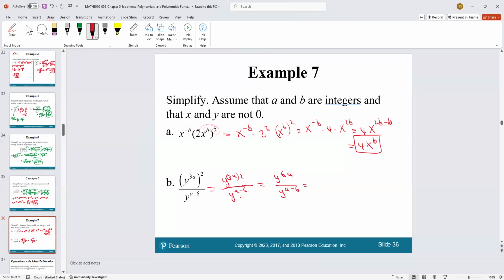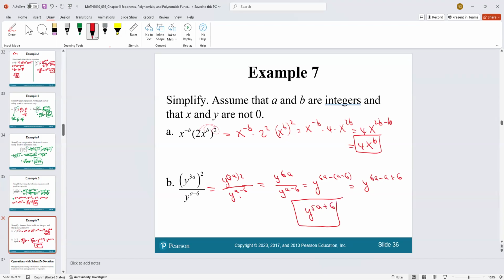Now, what we can do, remember, is use the same base. We have 6a minus a minus 6, so y power 6a minus a plus 6. So 6a minus a is what? Yes, 5a. Y power 5a plus 6 would be the simplified form of that exponent.